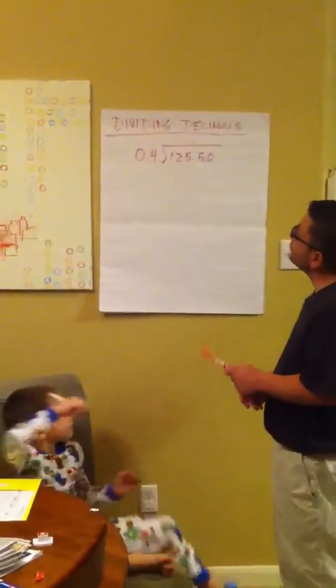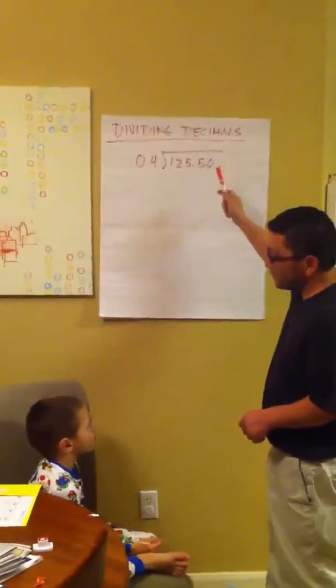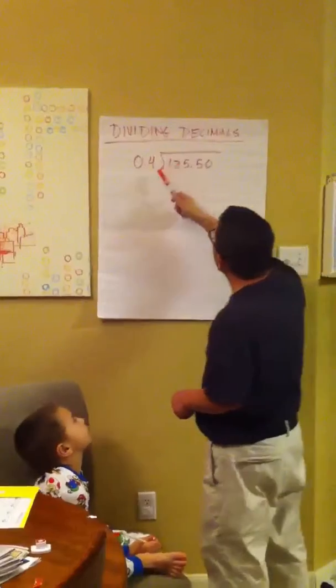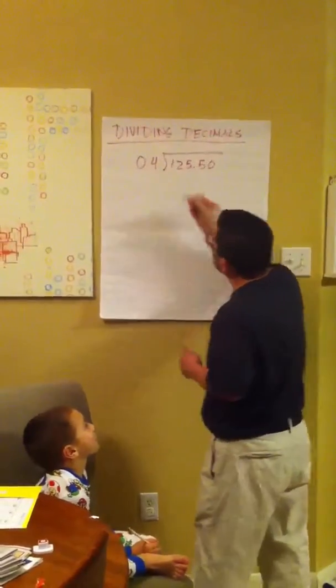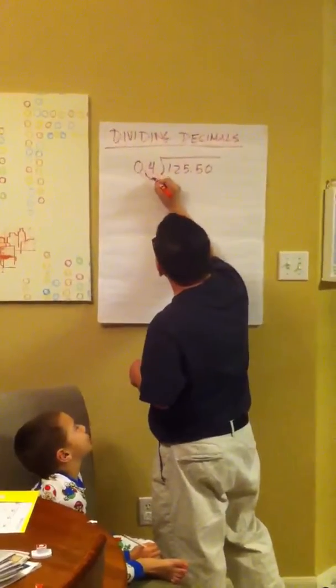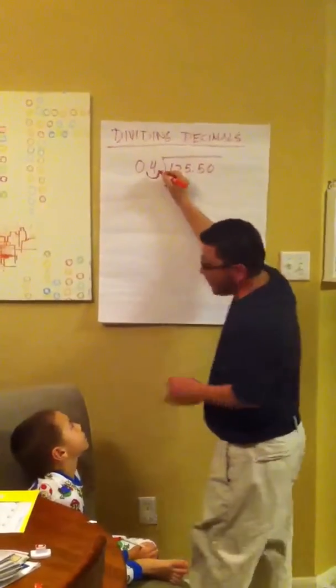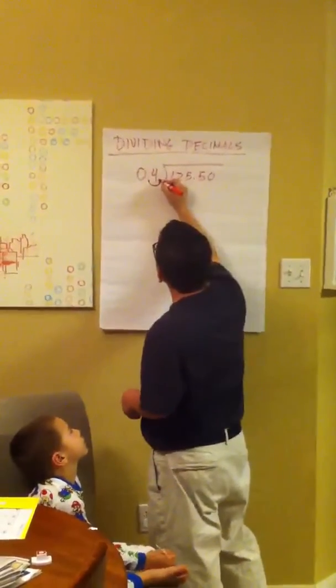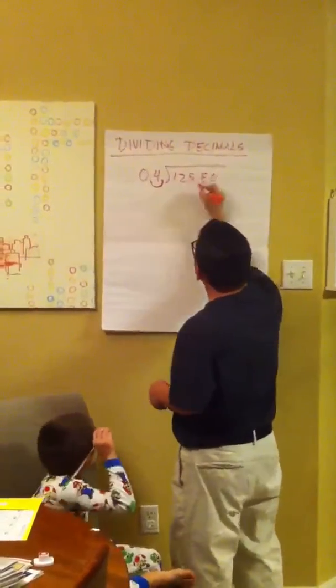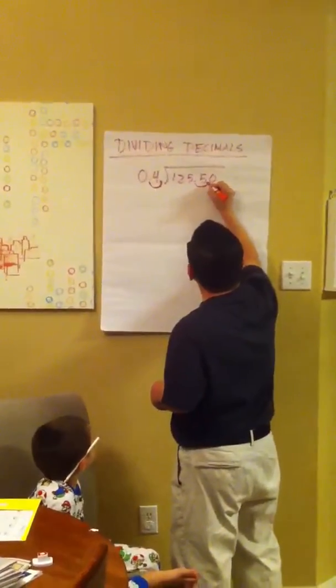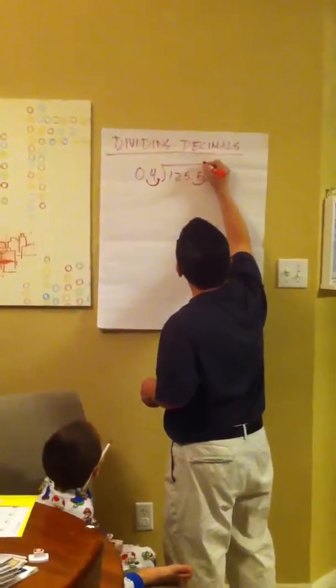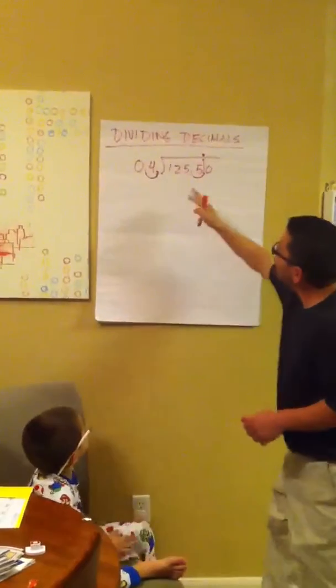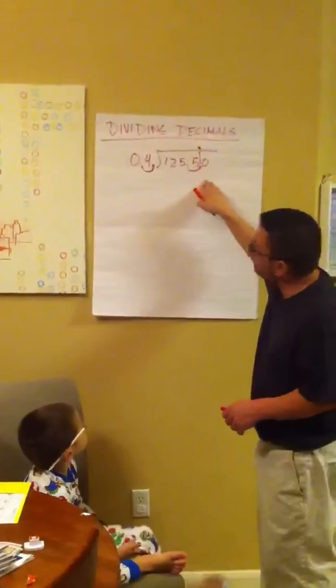Okay, Carter, what we're going to be doing today is dividing decimals. Now, when you take a decimal and you divide by another decimal, you have to take that decimal on the outside and move the decimal to the right that many times. And if you do that to the outside, you have to do that to the inside. That tells you exactly where your decimal point goes in this problem.